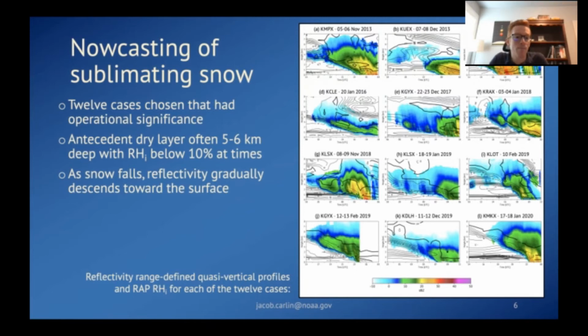So to look at this, we chose 12 cases that had operational significance where sublimation was a major factor. These are shown here on the right. These are QVPs of reflectivity, and then the contours show the relative humidity with respect to ice. So in all cases, we see an antecedent dry layer that's very deep and very, very dry. And then as snow falls into this dry layer, it slowly moistens, and snow is able to progressively reach closer to the ground, and the reflectivity gradually descends. So the question we wanted to see is how well we were able to predict when the snow would reach the surface given the significantly dry air.